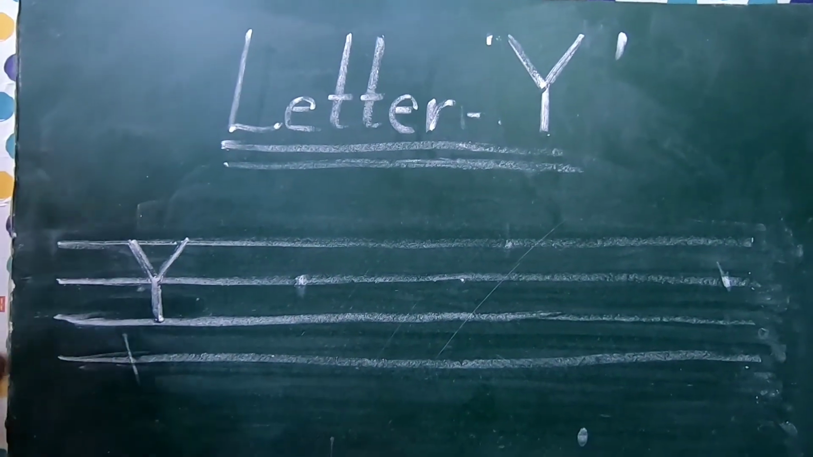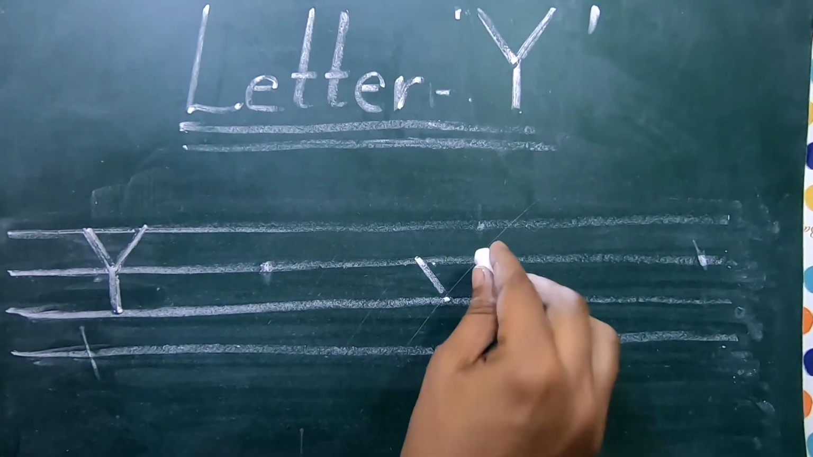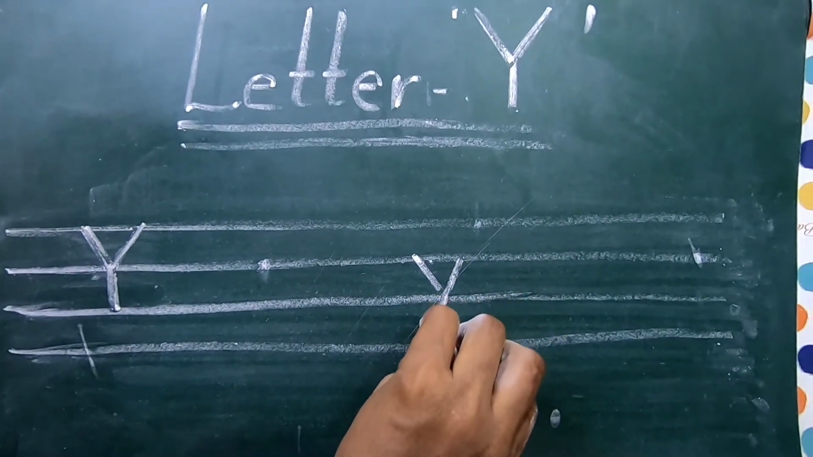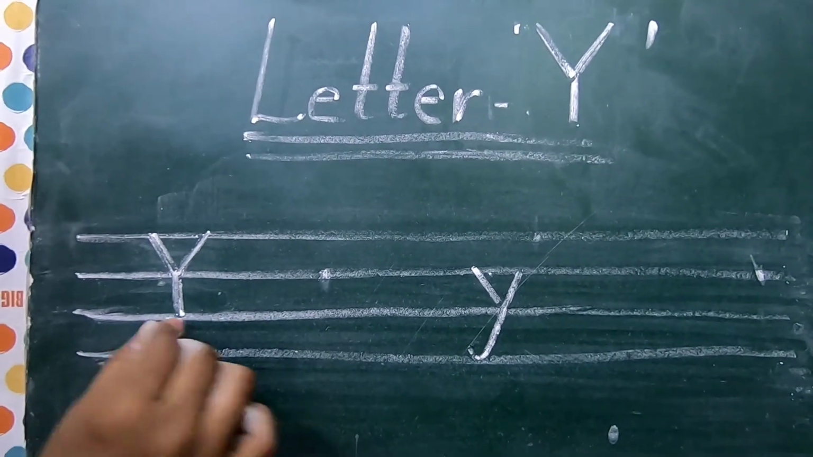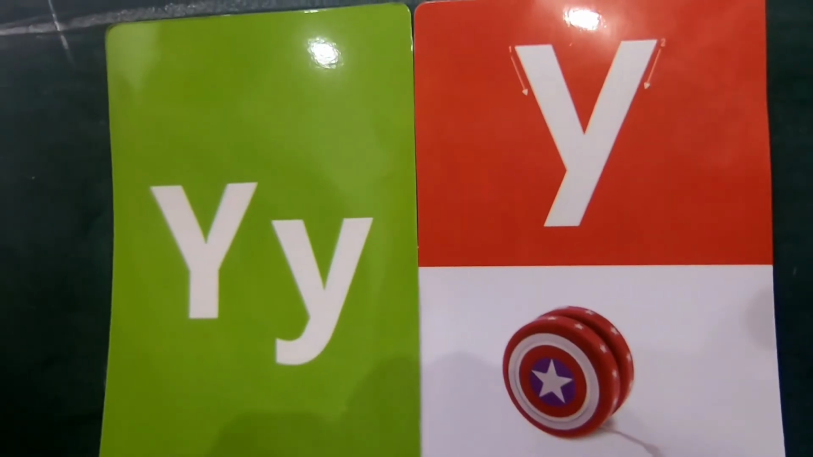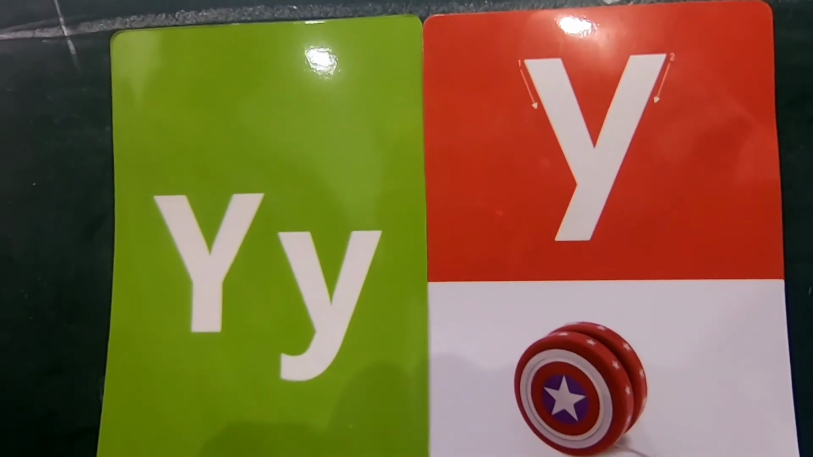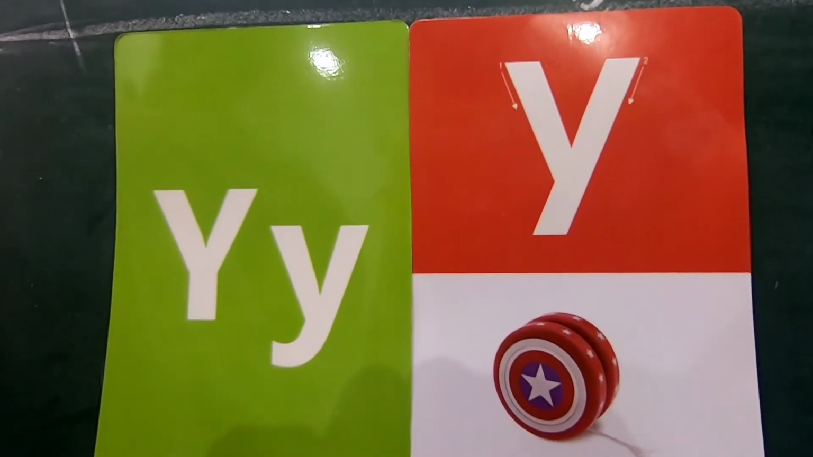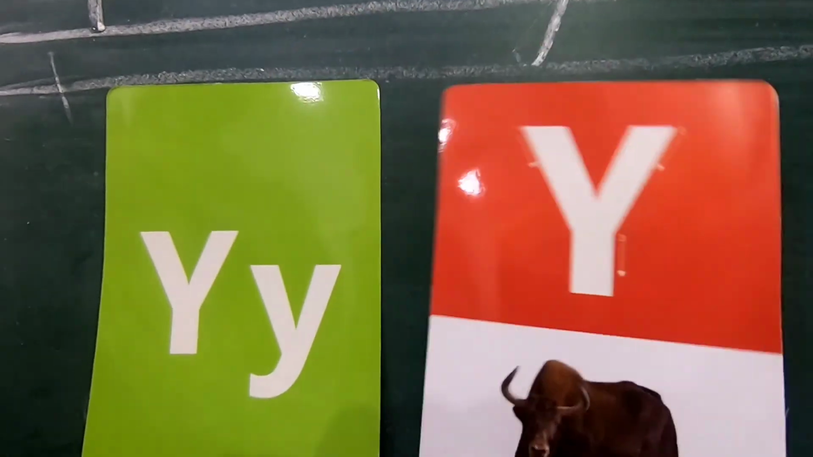Now small y. Again we have to start from this waistline only. Make a slanting line. Then again from the waistline we will make a slanting line and move downward and take a turn. This is small y. Capital Y and small y. Now practice the phonic sound of Y. So this is capital Y and this is small y. Now the phonic sound is "ya, ya," again repeating. Y for yo-yo, Y for yak.